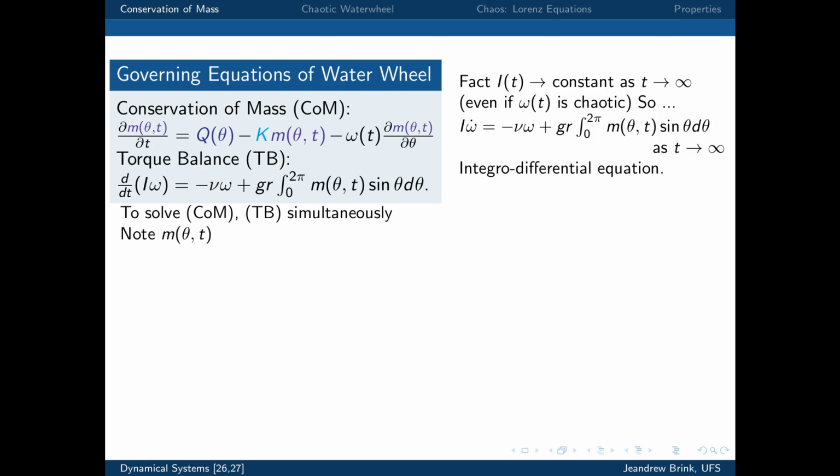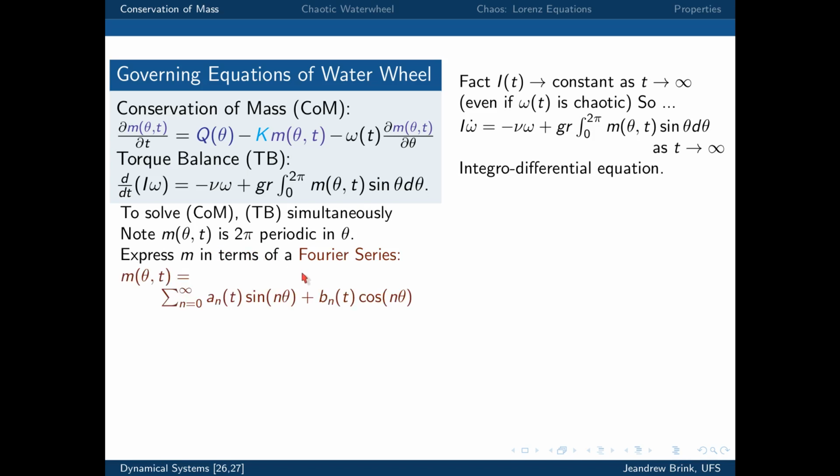Okay, so the first thing we note is the symmetry of the problem. M of theta and t, okay, is 2 pi periodic in theta, right? Because the mass distribution, once you've gone round, you get the same one repeated. And so the moment you have something that's 2 pi periodic, you can actually express it as a Fourier series, okay? So we're going to assume that m of theta and t we can express in the following way.